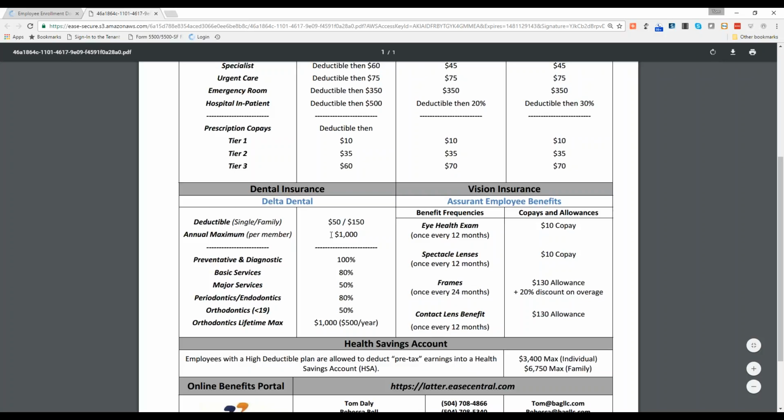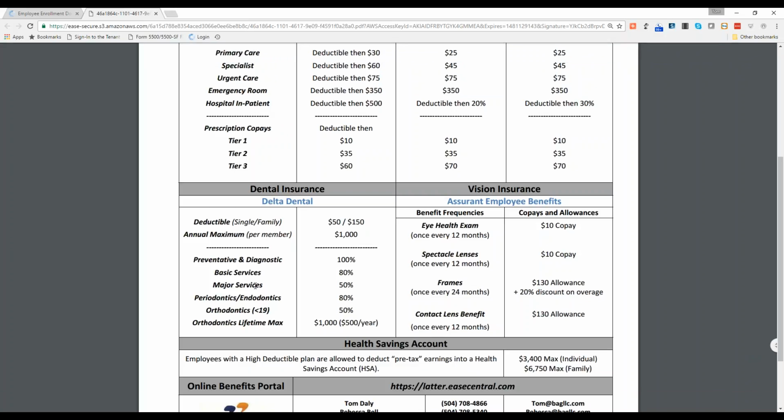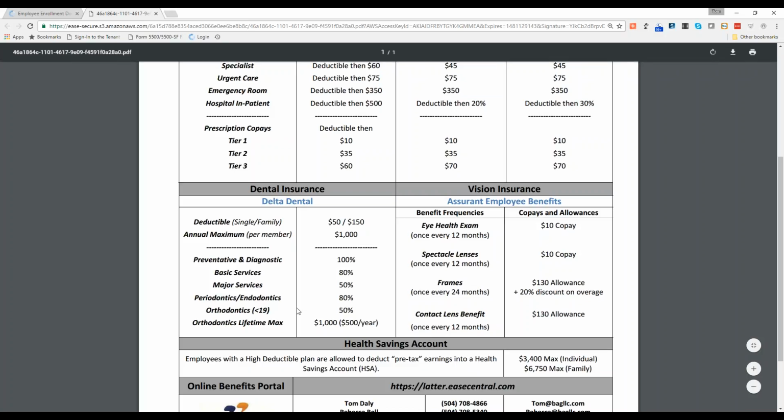But if your total cost of services reaches $1,000 for preventative, basic, and major and periodontic and endodontic services, then the insurance company essentially stops paying in that calendar year. And then it resets in the new calendar year.